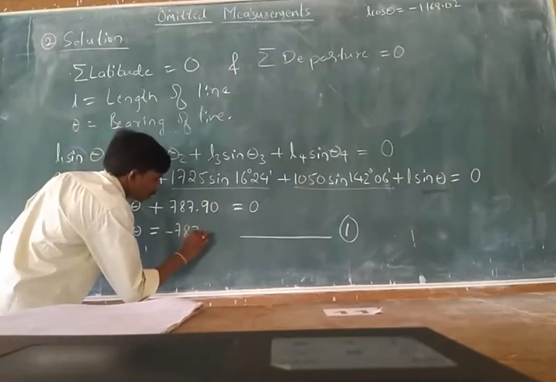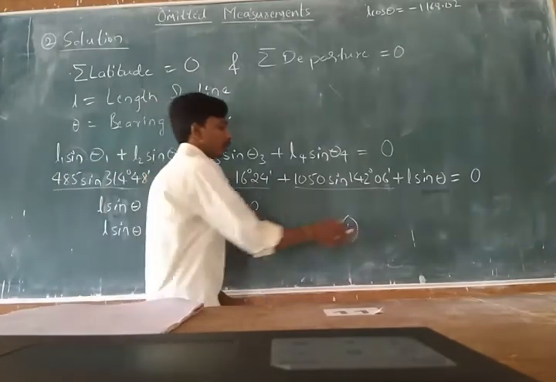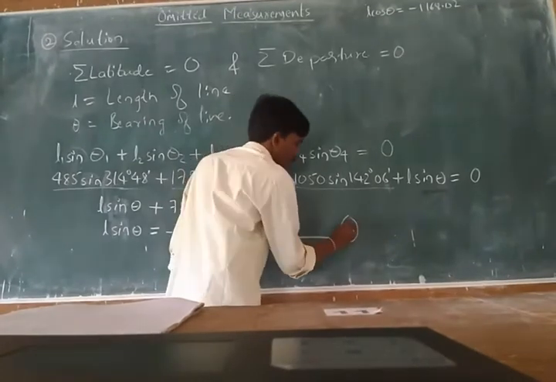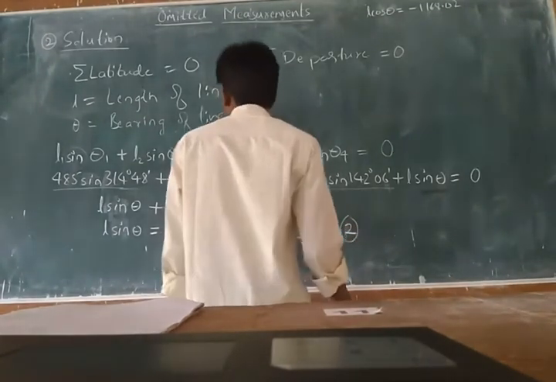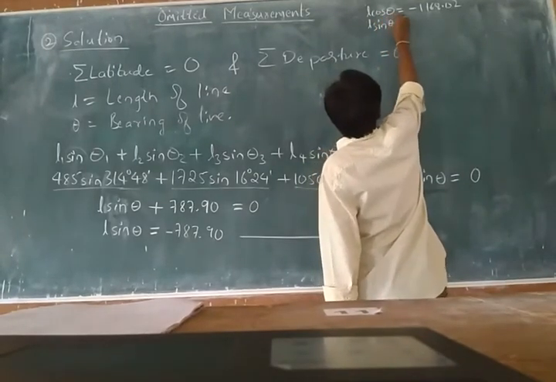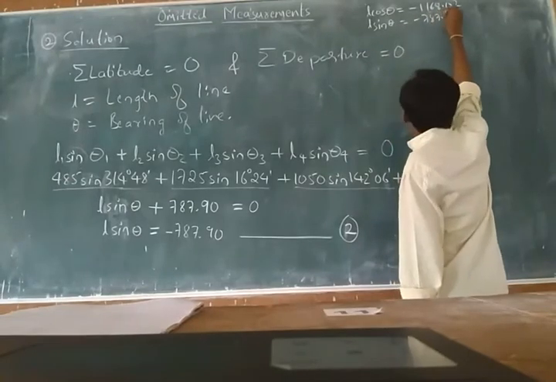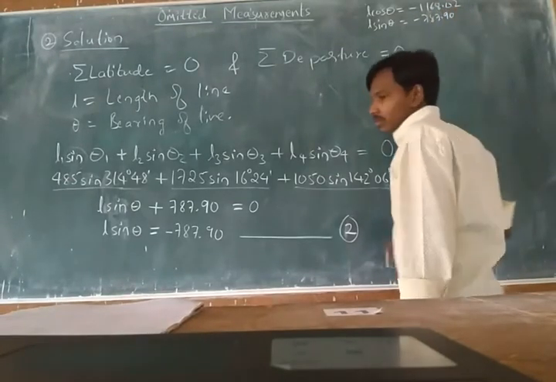787.90. So this is equation 2. I'll write the same here for the future substitutions. Minus 787.90.